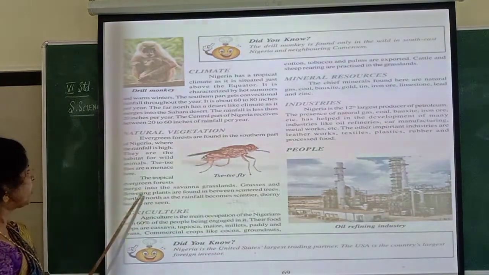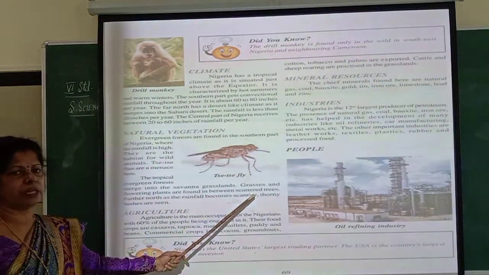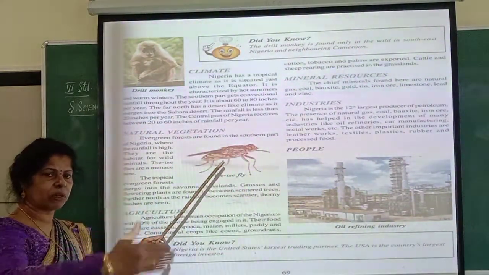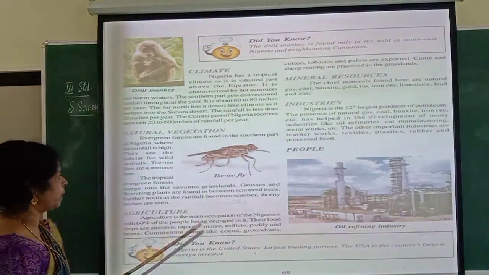So grasses and flowering plants are found in between scattered trees. So you see trees, and in between trees what will be there? There will be grasses also growing.